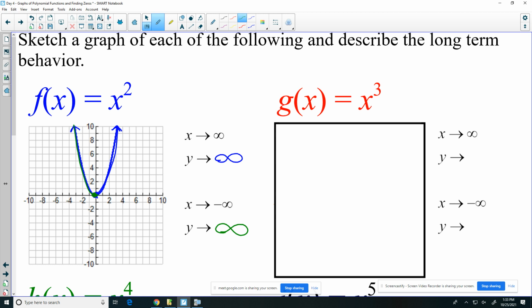Every basic parabola is going to look like that unless we reflect it. Okay? All parabolas have the same basic shape. And it looks just like that.